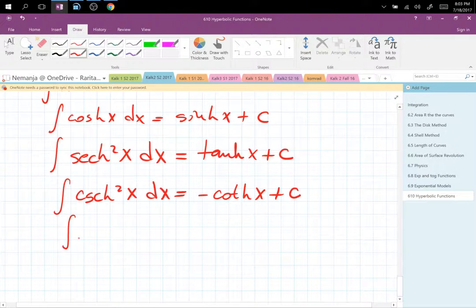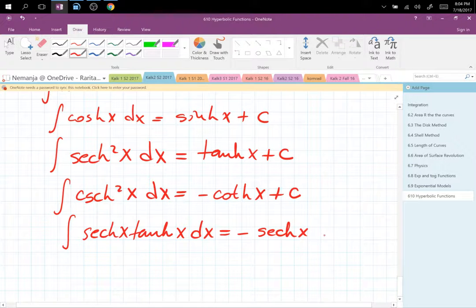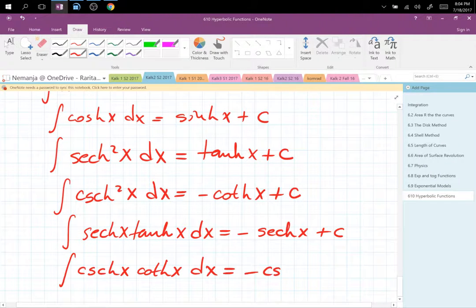And how about secant hyperbolic x tangent hyperbolic x dx? Negative secant hyperbolic x plus c, yes. Don't forget plus c. It really gets depressing without it. And how about cosecant hyperbolic x cotangent hyperbolic x dx? Plus c.